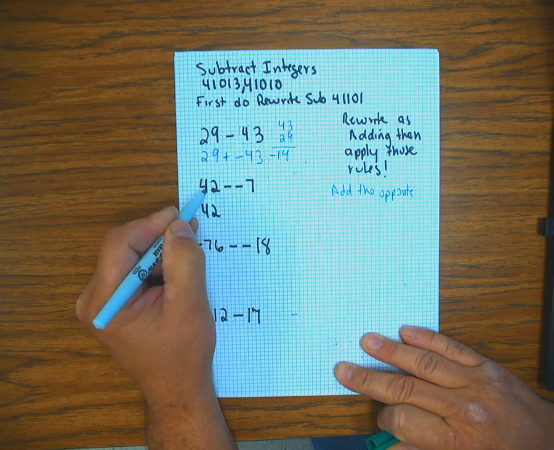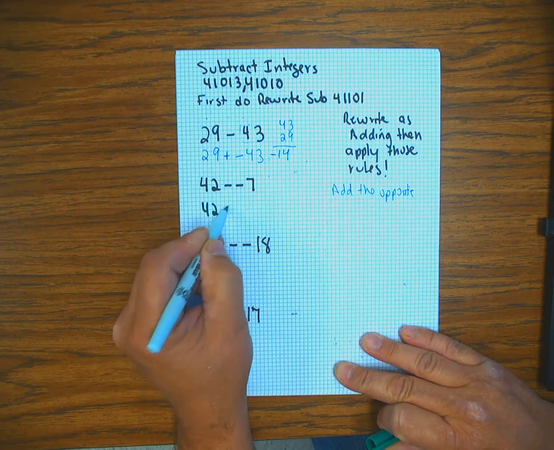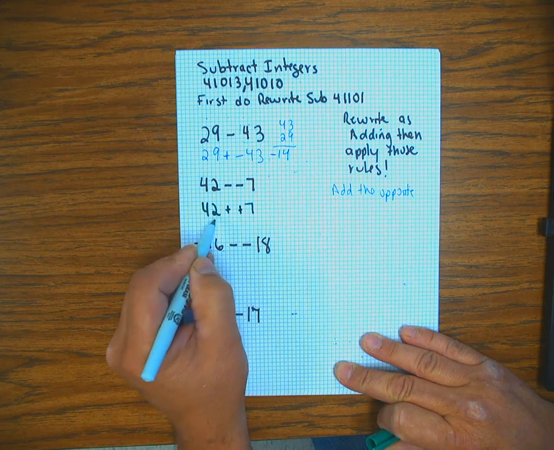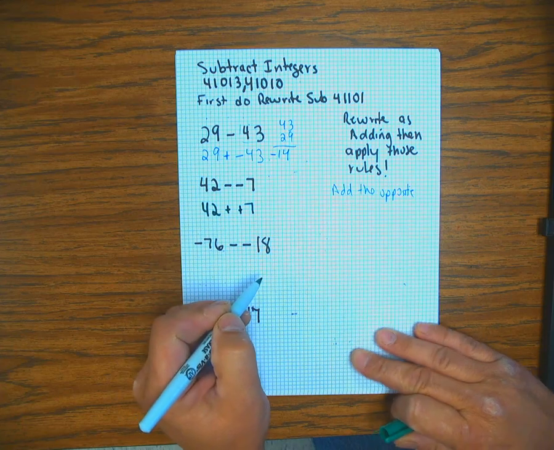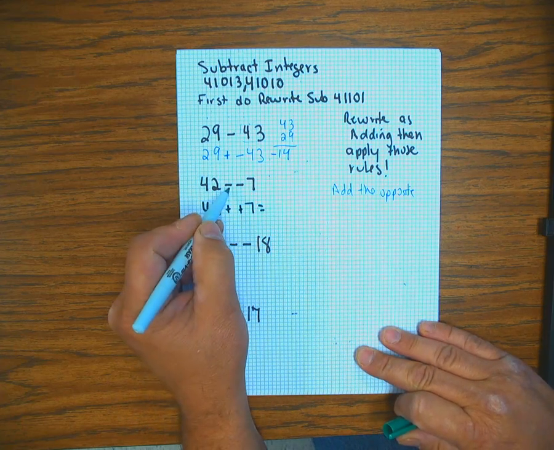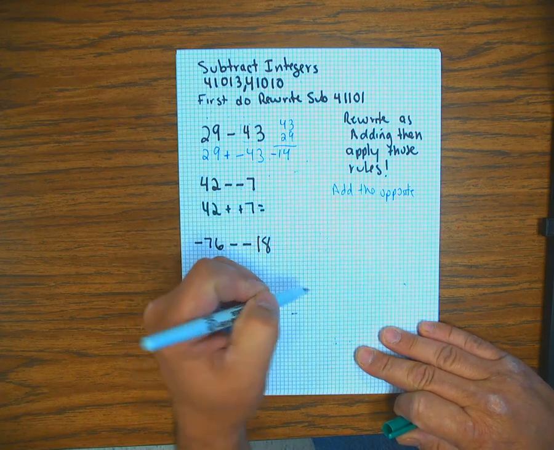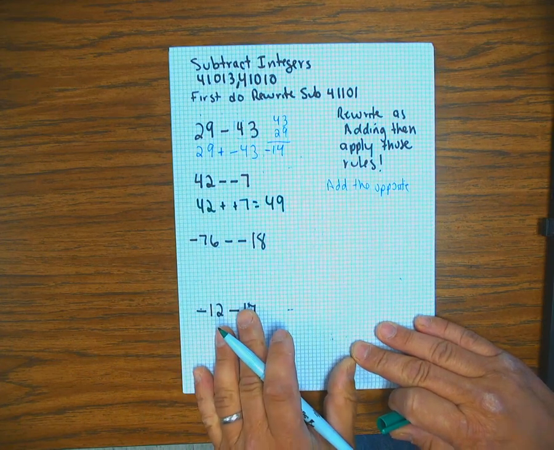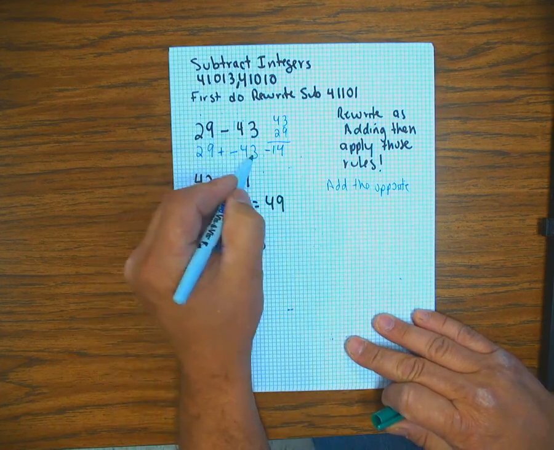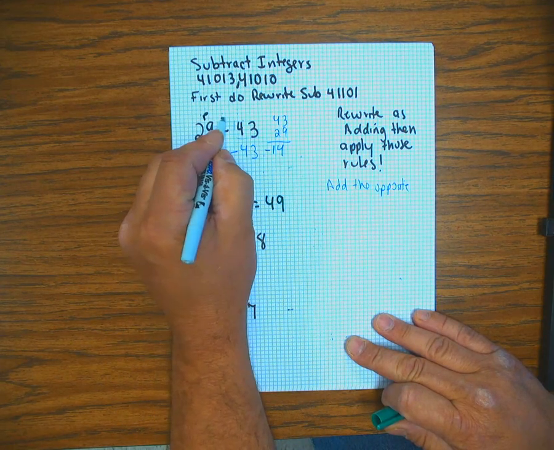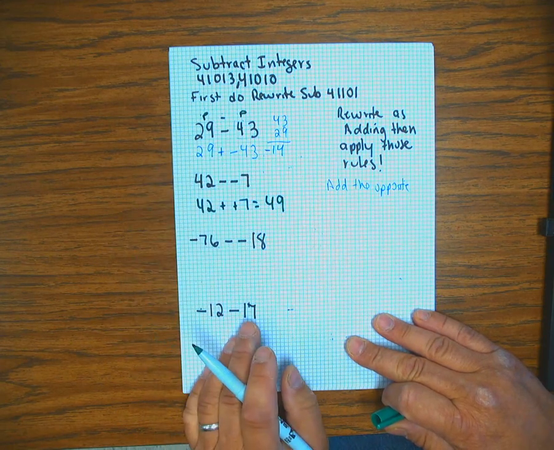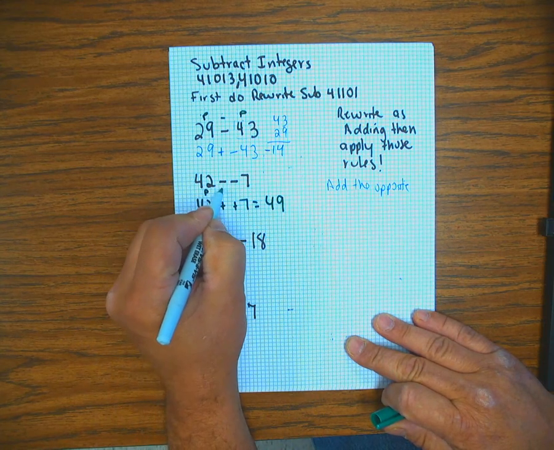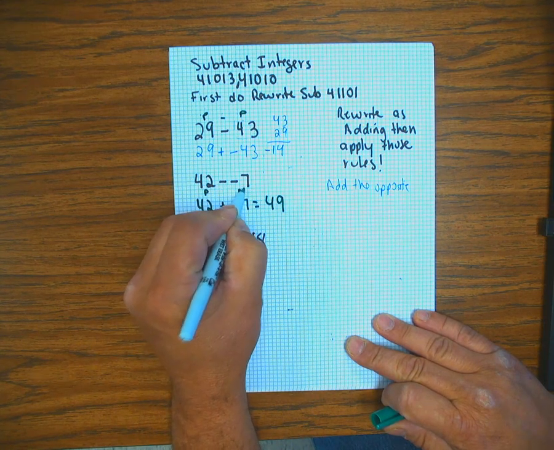42 is a positive number. I'm going to add the opposite of negative 7, which is positive 7. So now I have two positives together. And really, that idea here is taking away a negative is a positive thing. So I end up with a positive 49. Back to this. This is a positive minus a positive, and it's a bigger positive. This is a positive minus a negative.